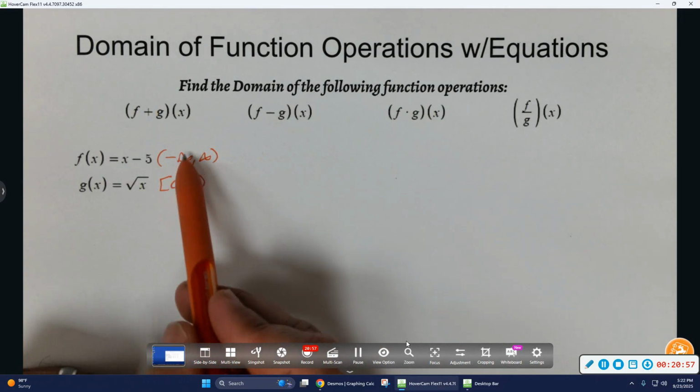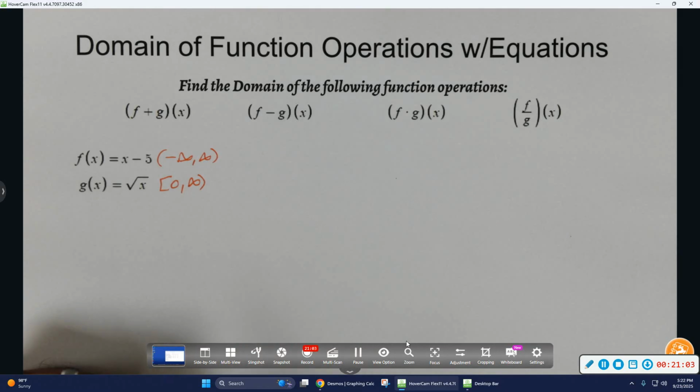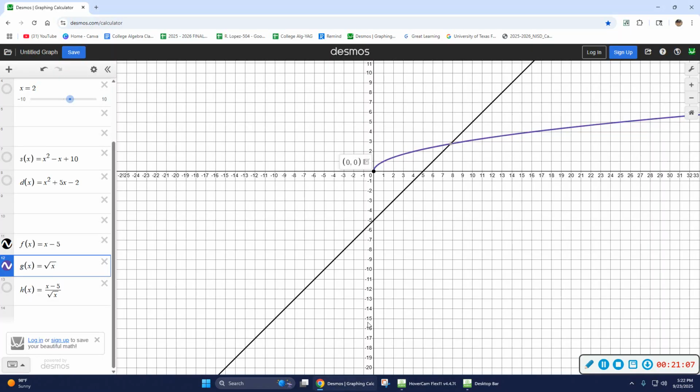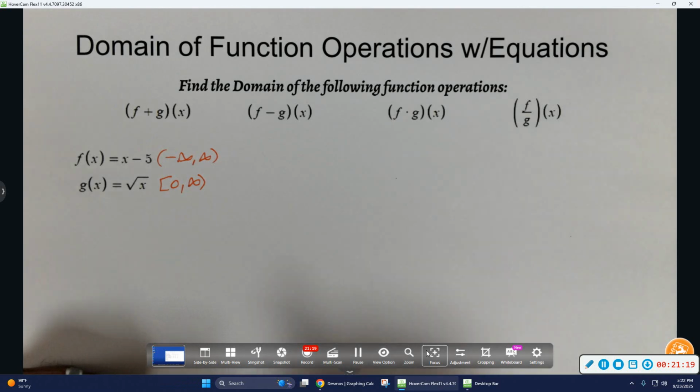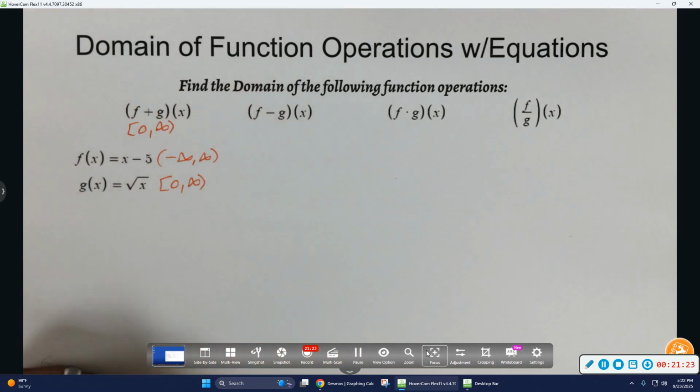So for what x values do they both share in common? Where do they both coexist? I can look at the graph. They both exist on the right side of the graph, on the positive values. So what's the domain if I add the two, subtract them, multiply them? What's going to be the domain? The domain will be from 0 to infinity, meaning the right side of that graph.